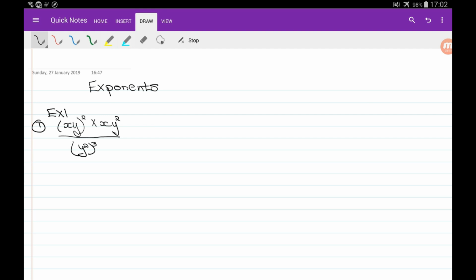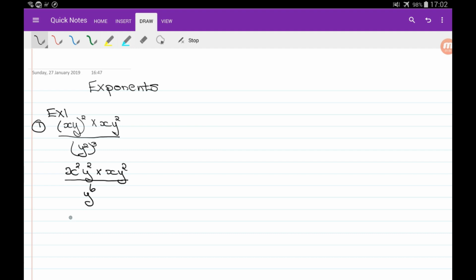When you tackle a question like this, remember to first deal with the laws that enable you to get rid of brackets. (xy) squared means x squared, y squared. The power belongs to both terms inside the bracket. At the bottom, to get rid of that bracket, you are going to multiply exponents, so we get y to the power of 2 times 3, which is 6.